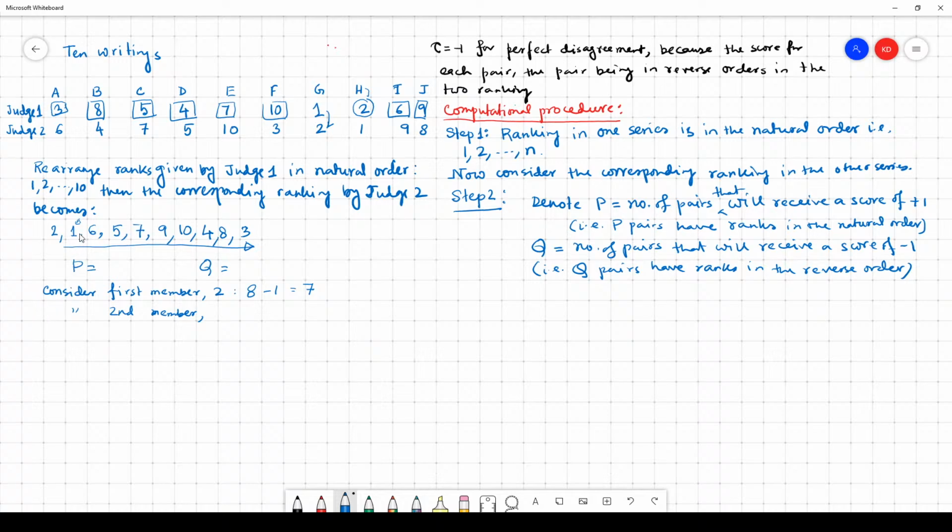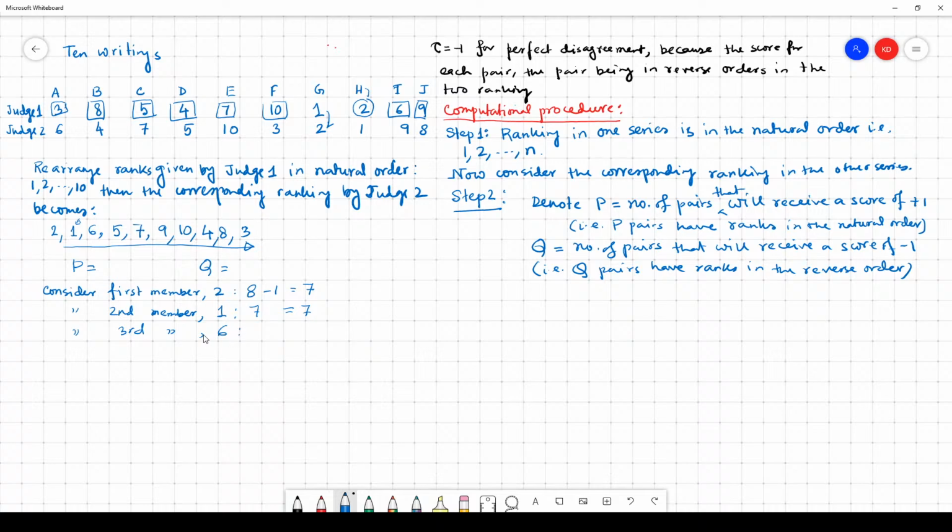So in the right hand side of 1, how many members are there? 7 members, and all 7 members are greater than 1. Hence there are 7 plus 1 and 0 minus 1. So the total score corresponding to 1 is 7. Similarly, consider the third member. So the third member is 6.